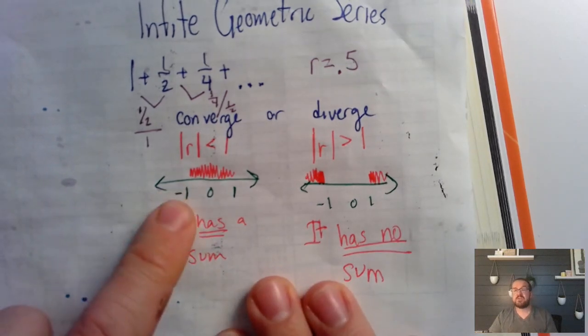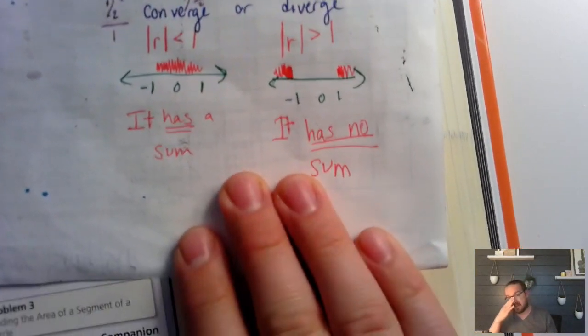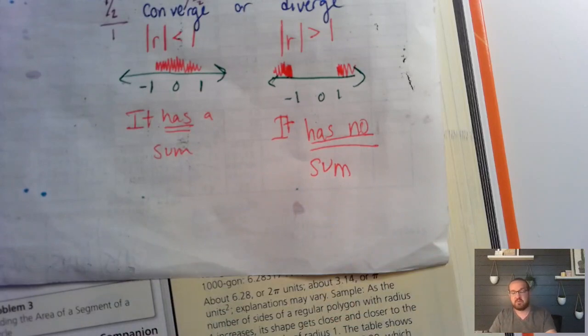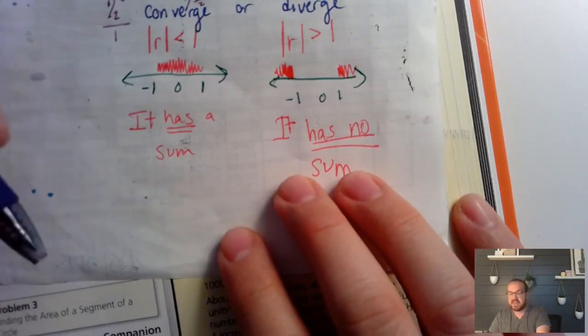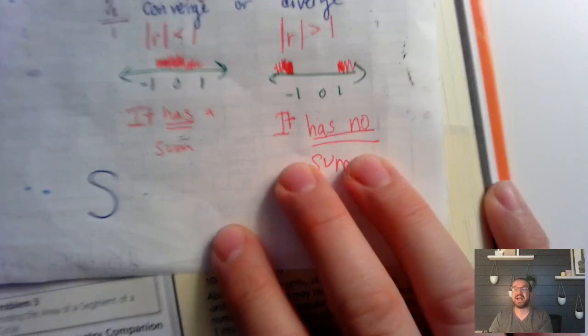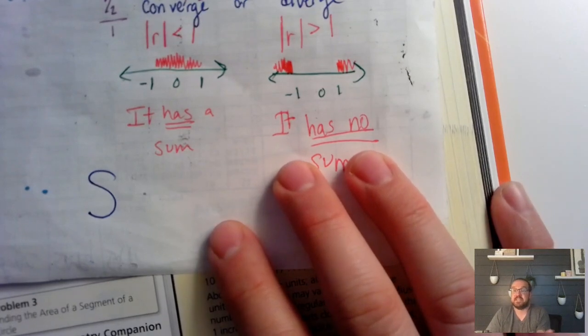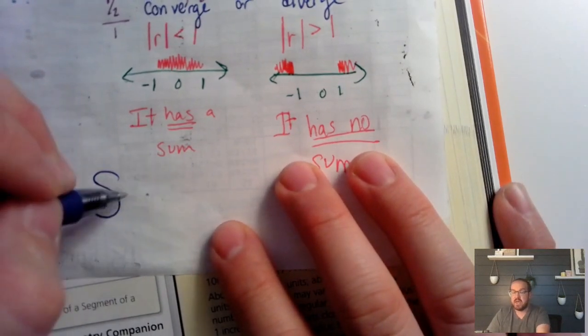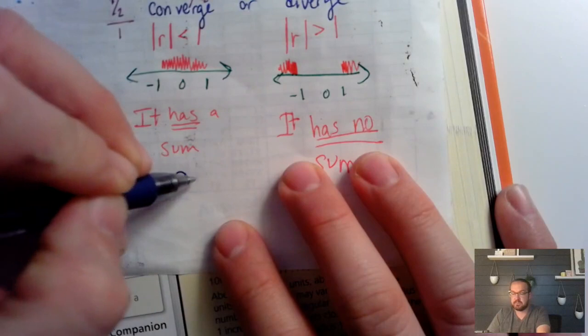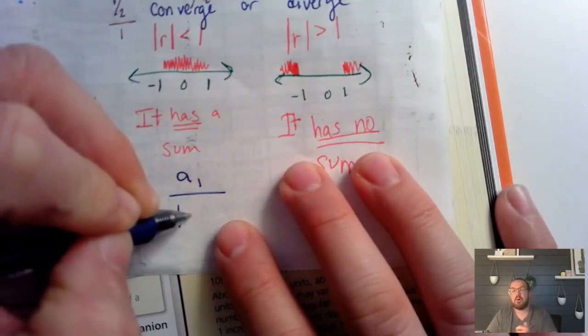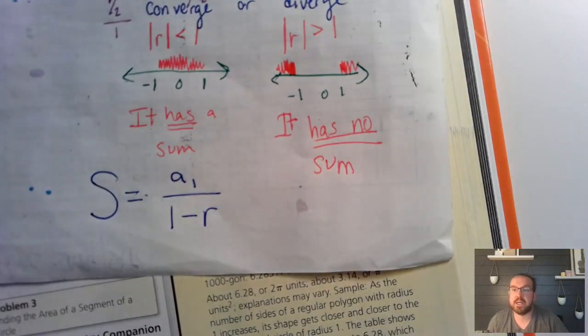So the last new formula that we are looking for here is this formula right here. Notice there's not going to be any n's in this formula. The reason for no n's is because it's an infinite series. So the sum is just my first term all over the quantity of 1 minus r.